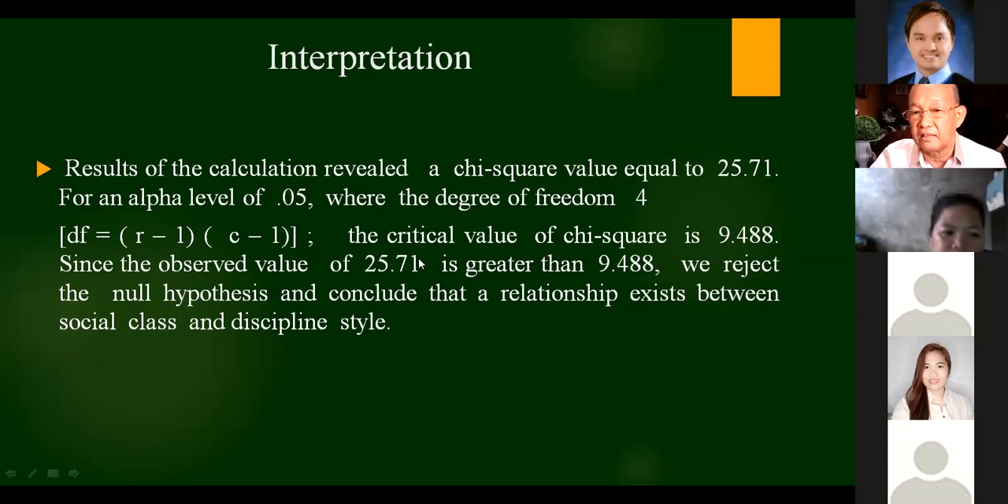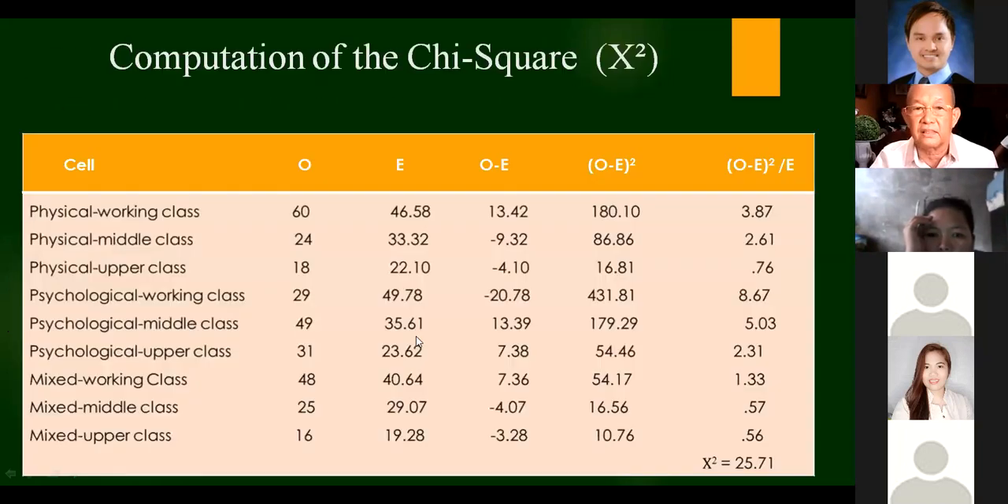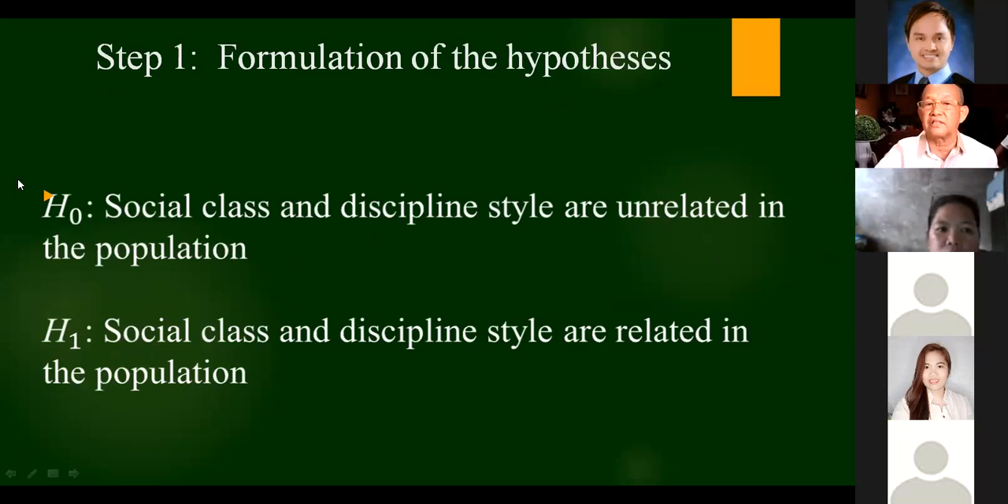25.71. Tama po ba? The rule says, if the computed chi-square value is greater than the critical value, the decision is to reject the null hypothesis and conclude in favor of the research hypothesis. That a relationship exists between social class and discipline style. Bakit ganyan ang statement? Kasi meron siyang hypothesis dito yung researcher: social class and discipline style are unrelated in the population. They are not significantly related.